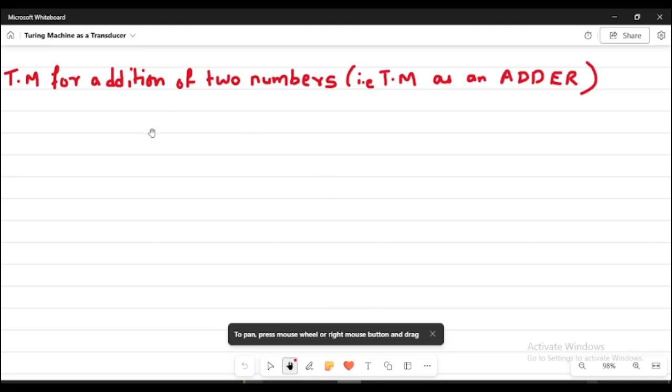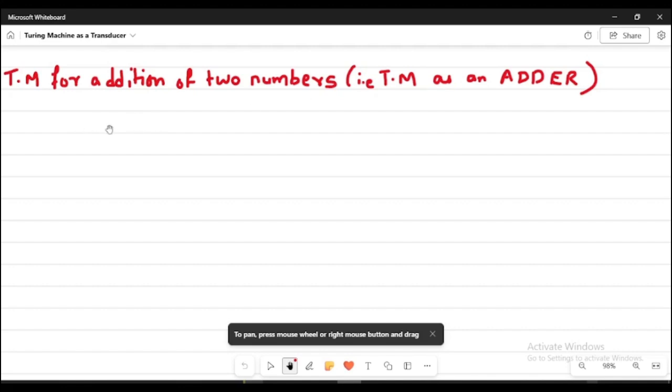So let's try to add two numbers using a Turing machine. In this lecture we are going to add two numbers using a Turing machine. The Turing machine will act as an adder here. Being a transducer, it can act as an adder, which takes two numbers as input and produces an output.